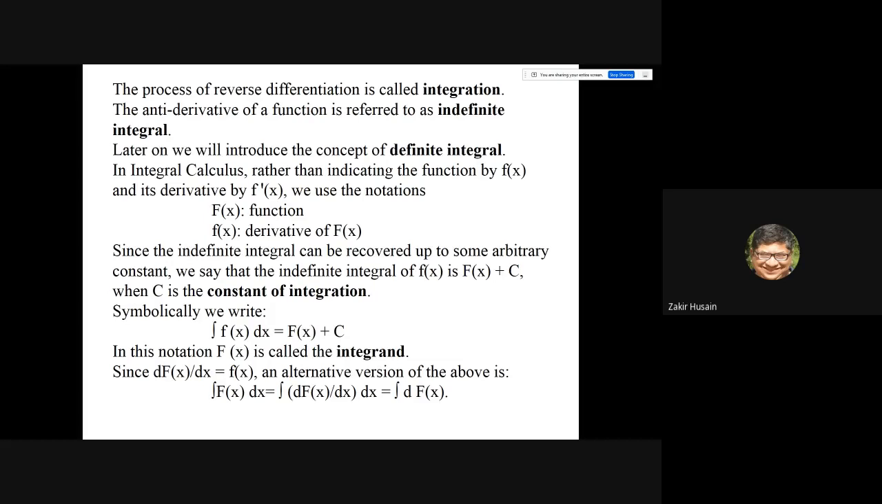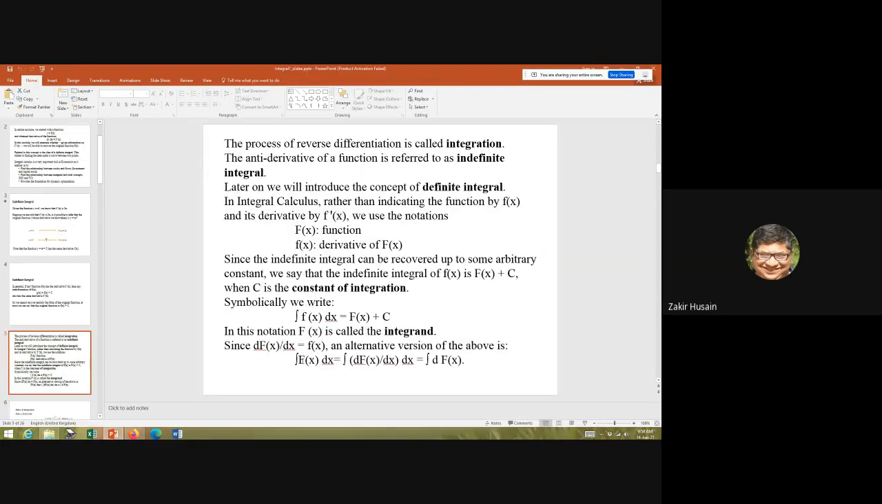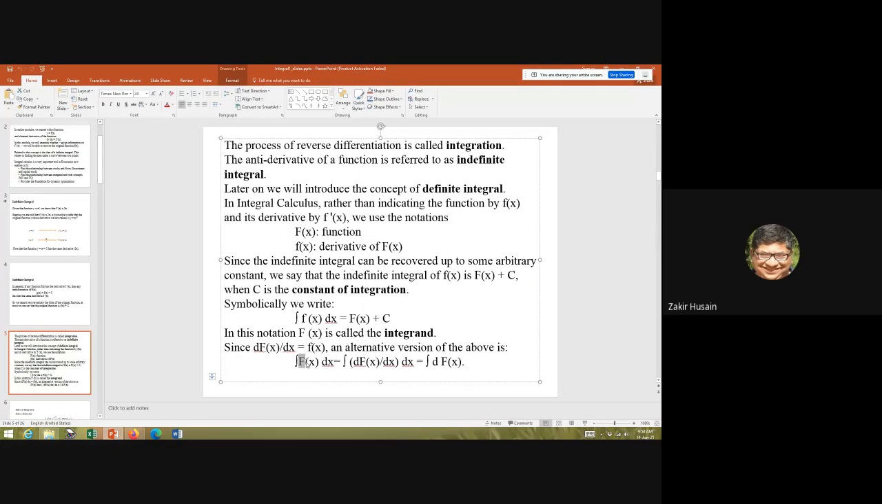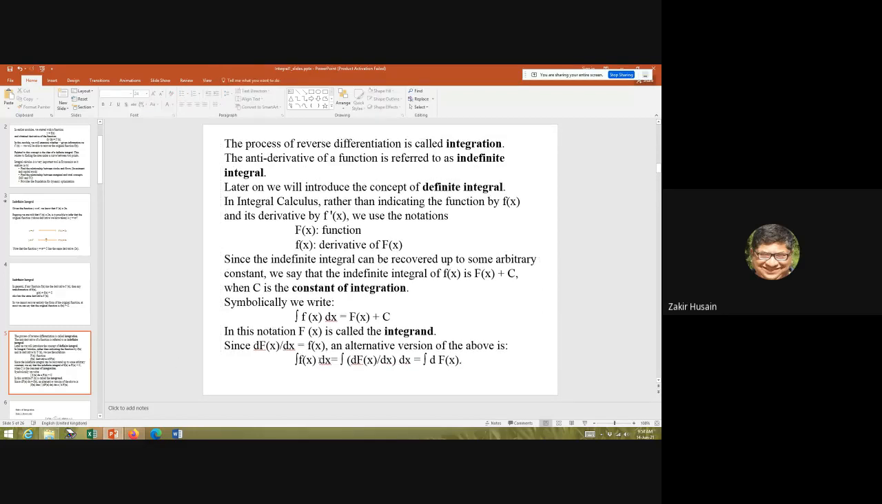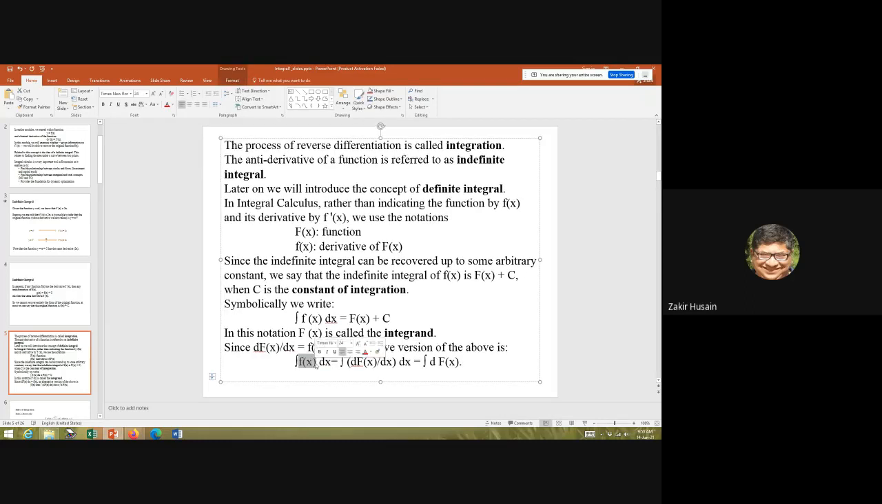Sorry, there's a mistake over here. This should be small x over here, in place of small fx. Let's paint it. It will be easier.